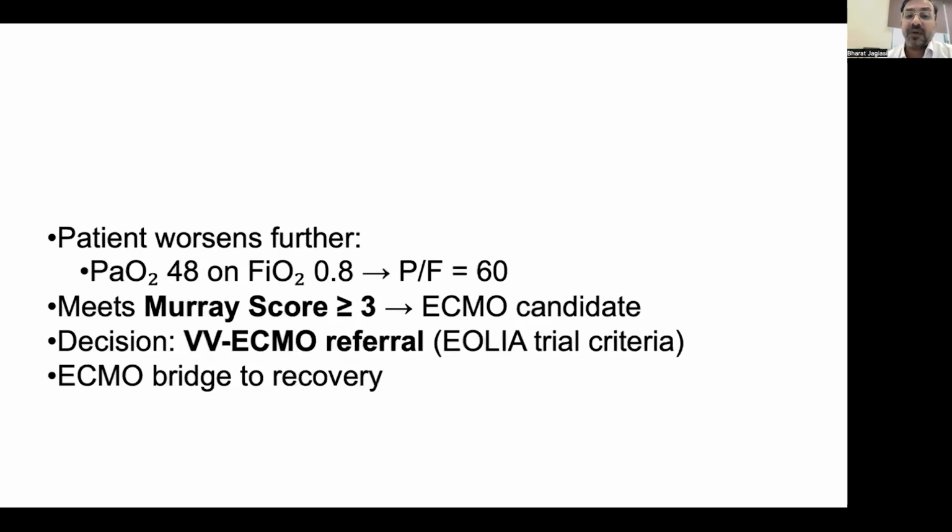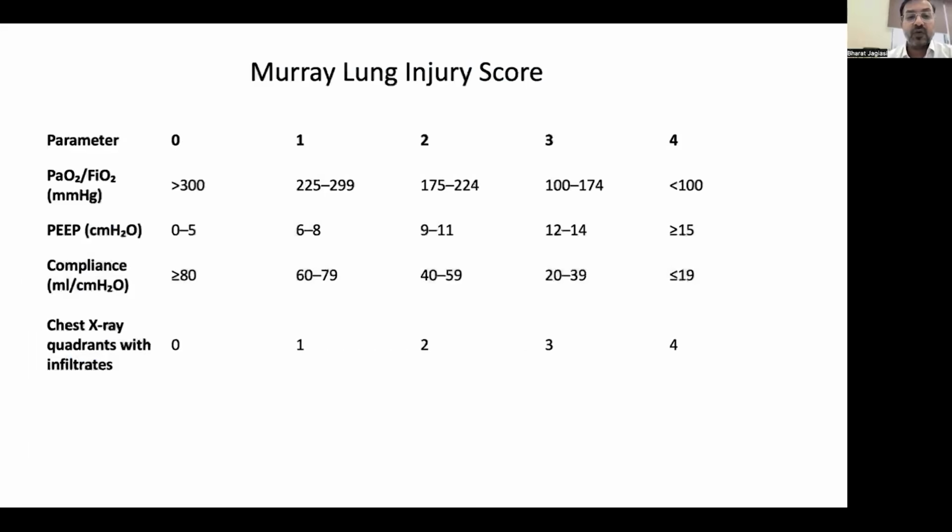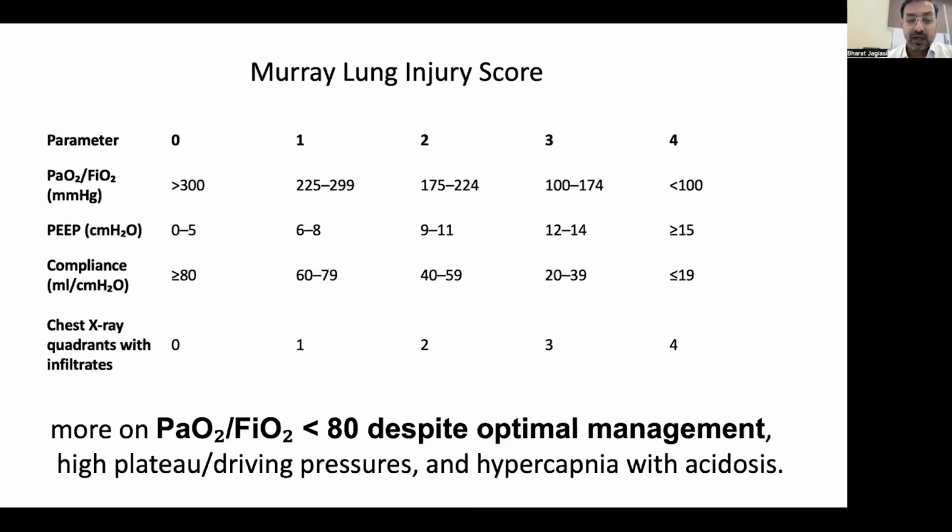So all this was done, the patient worsened further, PF ratio went down to 60, and now what do we do? It's refractory hypoxemia. So we look into the Murray lung injury score. It has various components, and how do we calculate it?